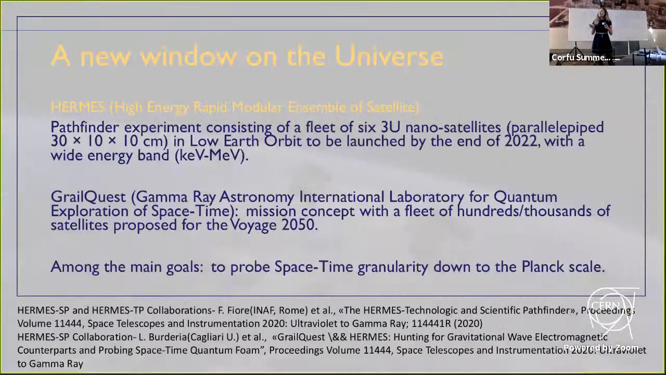So let us consider more in detail the Hermes Pathfinder experiment, which is to be launched by the end of 2022. And in particular, it will consist for now in a very small fleet of 6 nanosatellites with these dimensions that are 30 times 10 centimeters, and that will be launched in the low Earth orbit, taking measurements in the keV-MeV range. In particular, the Hermes experiment will be followed in 2050 by the Grail Quest mission, which will have a fleet of hundreds or possibly thousands of these satellites, which has as its main goal to probe space-time granularity down to the Planck scale.